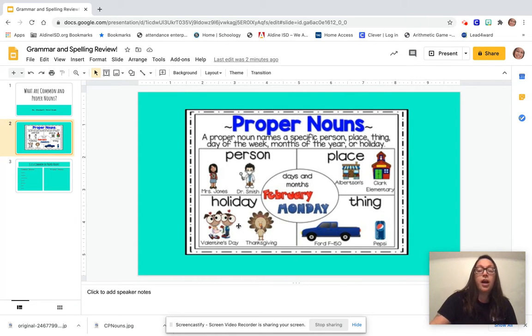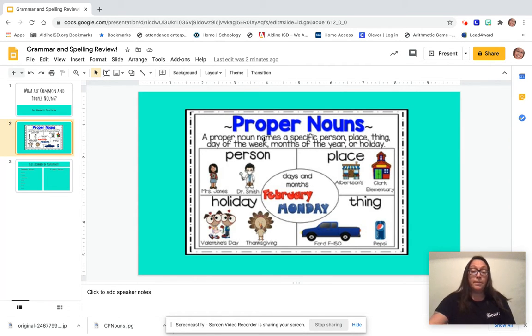It's the same thing with holidays. I can say holiday, and that's a common noun. Or I could name a specific holiday like Valentine's Day or Thanksgiving. And this is what gets really confusing, guys. It's also true for objects. I could talk about a specific car, like the Ford F-150, and it becomes a proper noun. I could talk about a specific soda, and it becomes a proper noun, like Pepsi or Coke.